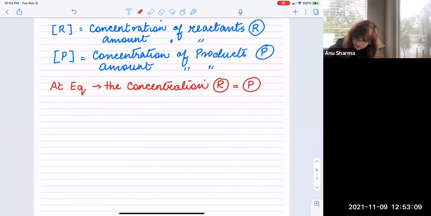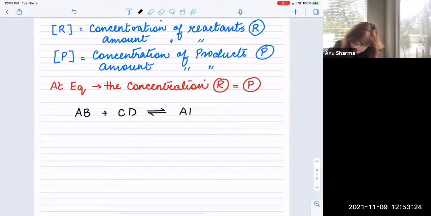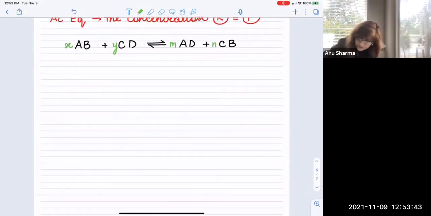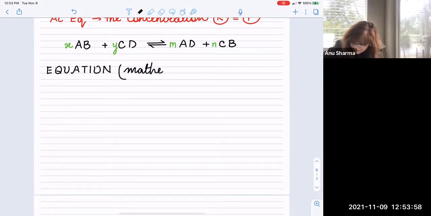All right, so how do you show this in a reaction now? Let us do this. AB plus CD gives you AD plus CB. Now let's put the moles. Here you have X moles of AB reacting with Y moles of CD, giving you M moles of AD and N moles of CB. This is an equilibrium. How do you show this as an equilibrium equation? So this is the equation, or the mathematical representation.